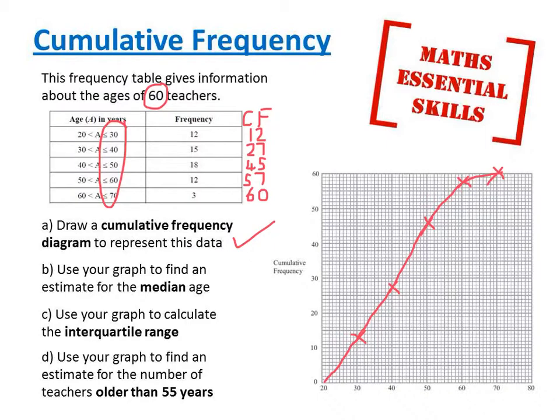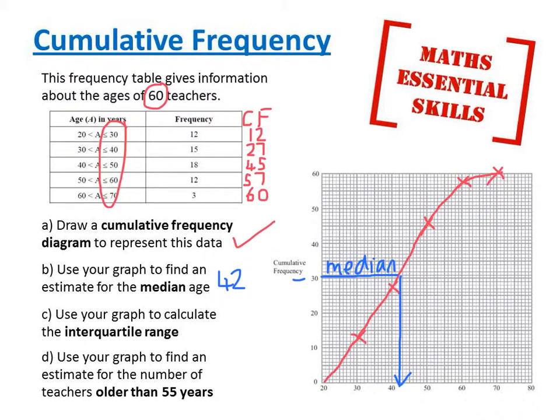Now, to estimate the median age, as there are 60 teachers, the median will be the 30th value. So I'm going to find 30 on my cumulative frequency axis, go across, and this is a point where I should be using a ruler, and I would go down and read off the value. This is my median, and the median age, according to my graph, is 42 years.